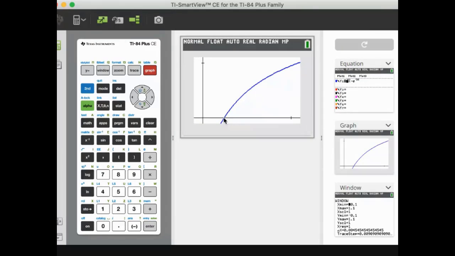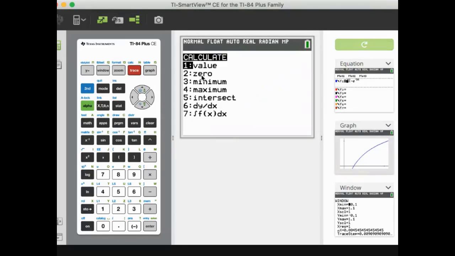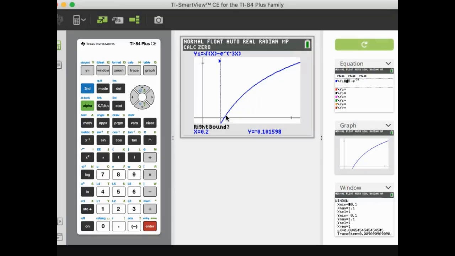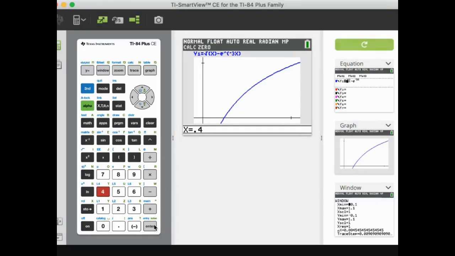And guess what happens when I find this 0 right here, when the difference between them is 0? That's the intersection point. So if I just go back to calculate, and now going back to a zero rather than intersect, I want to find a value to the left of this, and I know a value is like 0.2. And then a value to the right of this is going to be like 0.4. Then if I press enter, 0.2387341. That's exactly the same x value that we've been using.